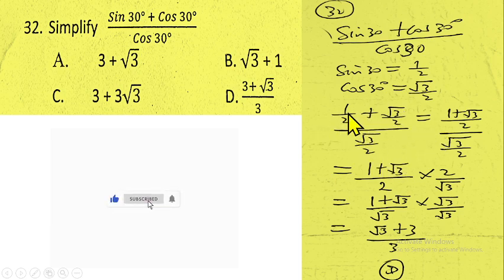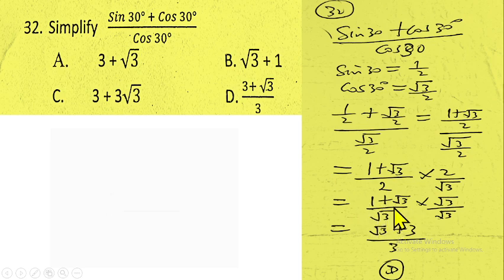For the numerator here you can find the LCM, that will be 2. Then we have (1 plus √3) over 2 over √3 over 2. Then this division will change to times. That will be 2 will go up, √3 come down, so we have 2 over √3. 2 can take care of 2. That means you have (1 plus √3) over √3.